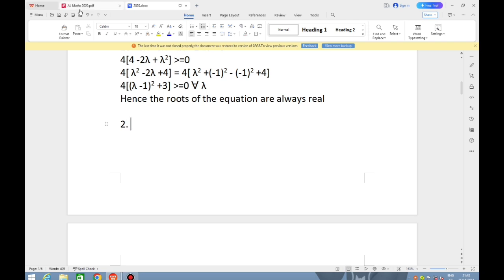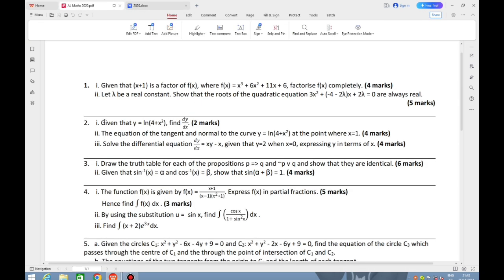Alright, we are now on question 2, and question 2 Roman 1 says, given that y is equal to ln(4 plus x squared), find dy/dx. So the differentiation of a ln function is simply the differentiation of what's in the ln function, all over what's in the ln function. In this case, the differentiation of ln(4 plus x squared) is simply the differentiation of 4 plus x squared, all over 4 plus x squared.